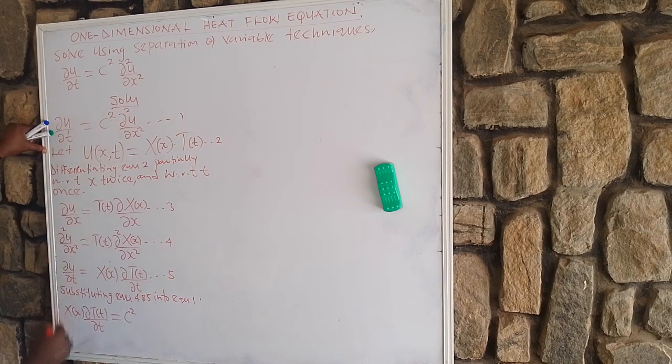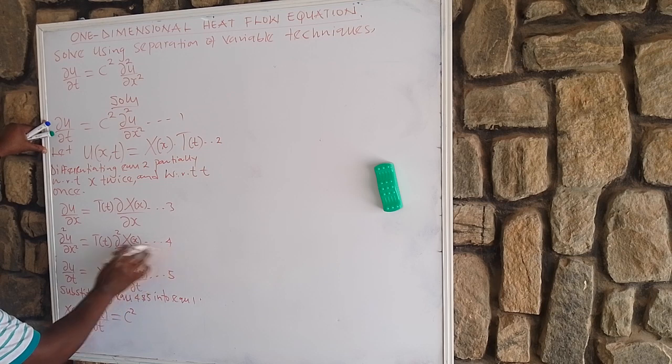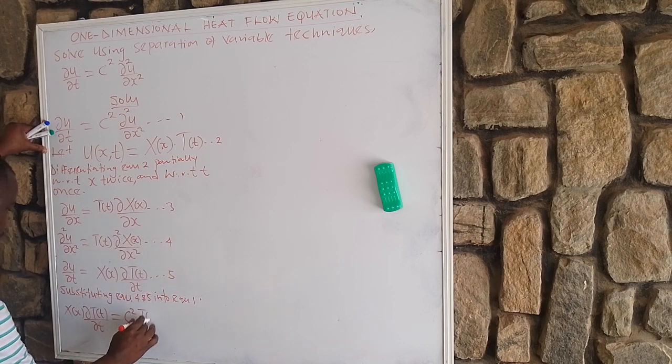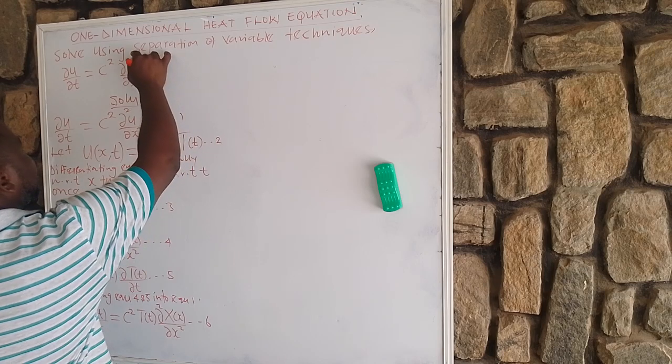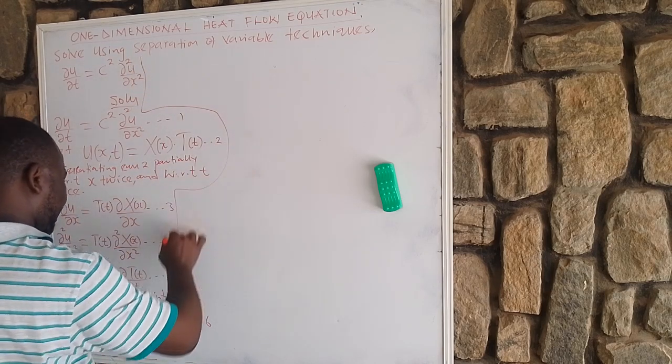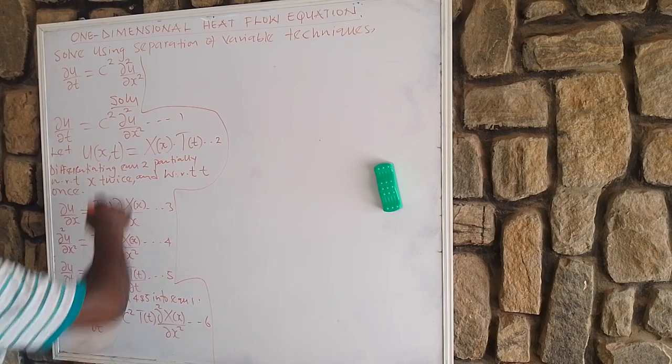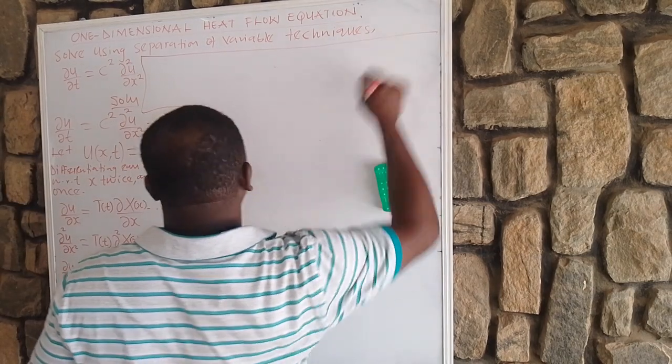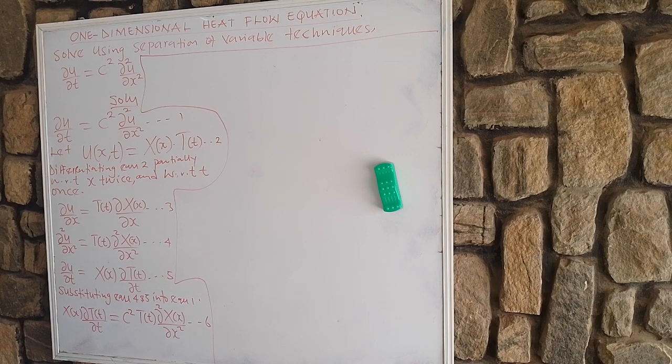So here will now be, yes, equation 4. T of t, partial square x of x all over partial x square. This is equation 6. So far so good. Any question? If you have any question, don't hesitate to drop it in the comment section. I will look at it and get back to you.